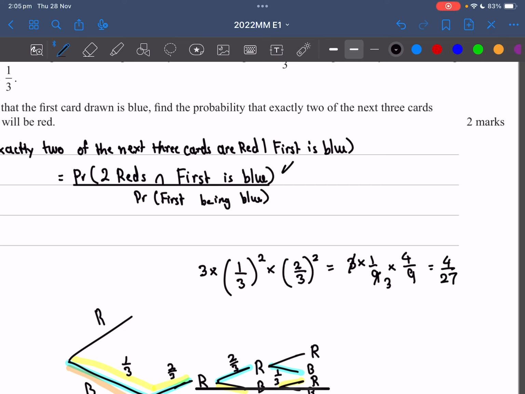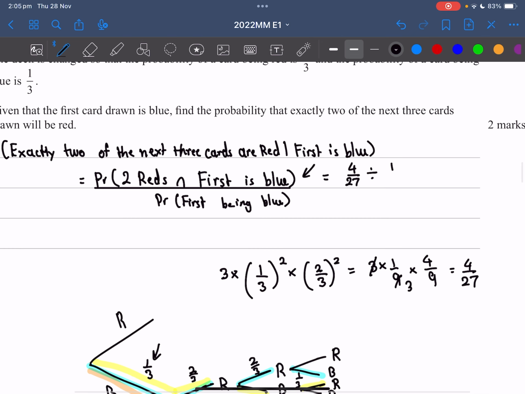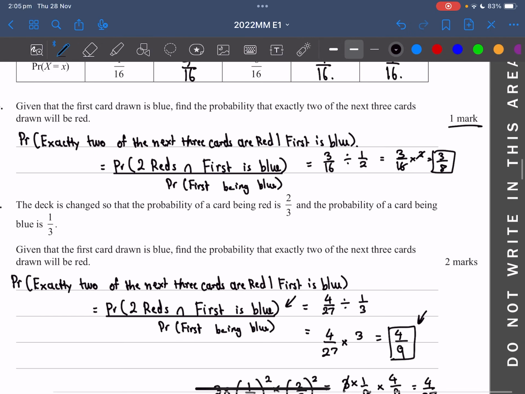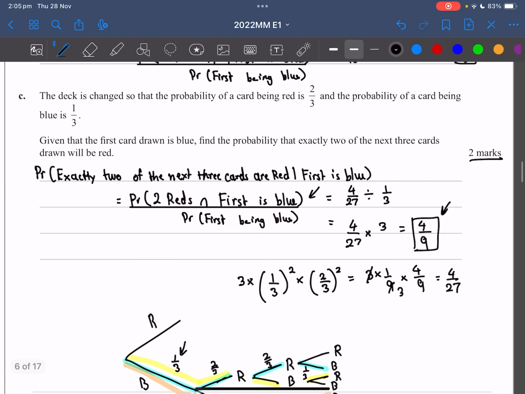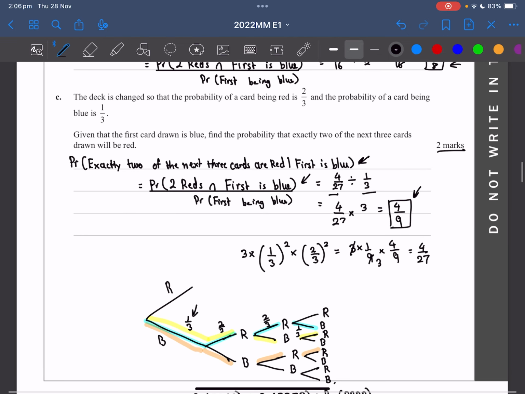So the probability of 2 reds intersecting first is blue is going to be 4 on 27, and then we are dividing that by the probability of it being blue first. So what is the probability of it being blue here? It's just 1 on 3, right? So divided by 1 on 3. Now that will become 4 on 27 times 3, and that will give us 4 on 9. So that is going to be our answer for part C. So 1 mark for the answer and 1 mark for, I guess, the working out here, calculating the probabilities, and then the final answer. Hopefully all of this made sense.